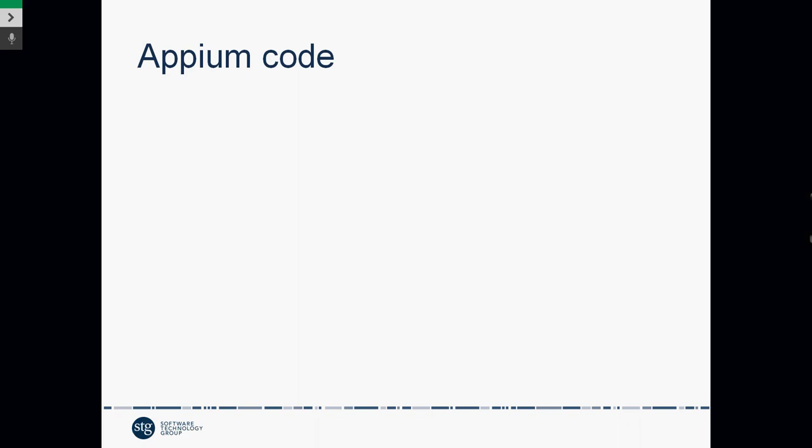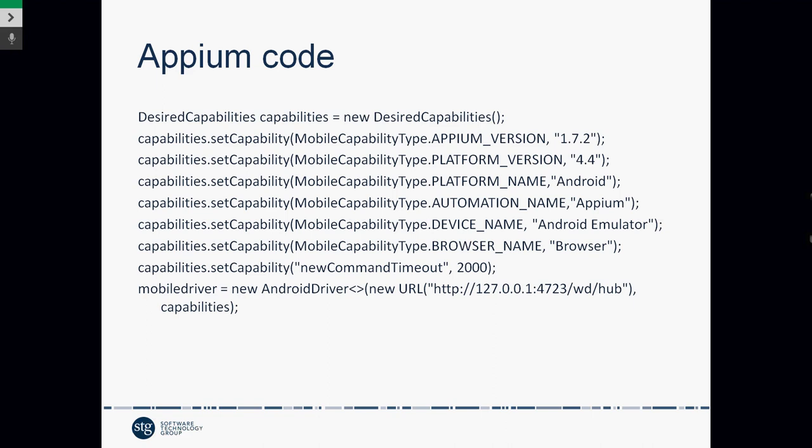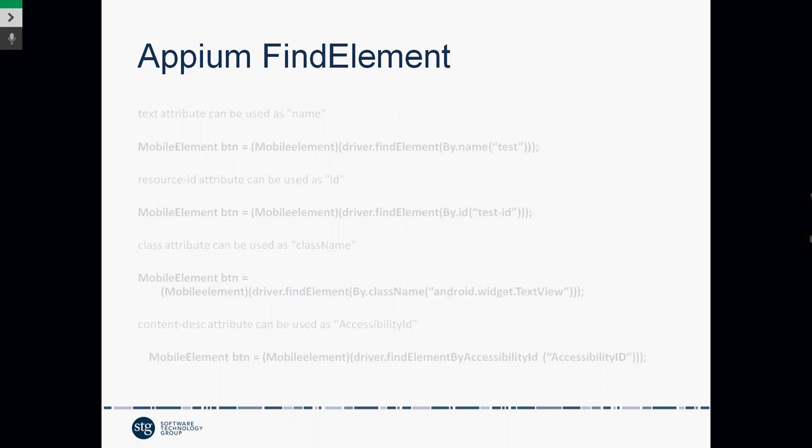Appium code. Appium does require a little more code, but this is a new driver. This is a new device. So you do have to tell it, I want Appium version X, I want to do whatever Android platform, you want to give it a name, whatever browser you want to pass it. And then you also have to have an Android driver. Appium kind of works as your remote WebDriver. So you have to tell it where your Appium proxy is running, basically.